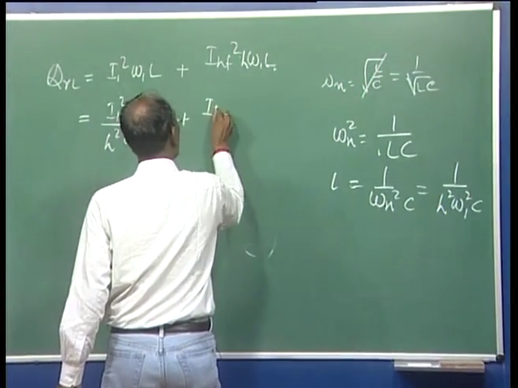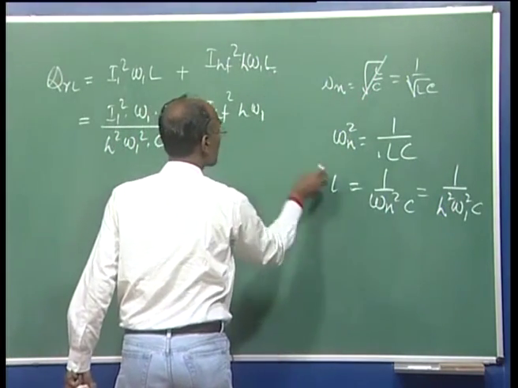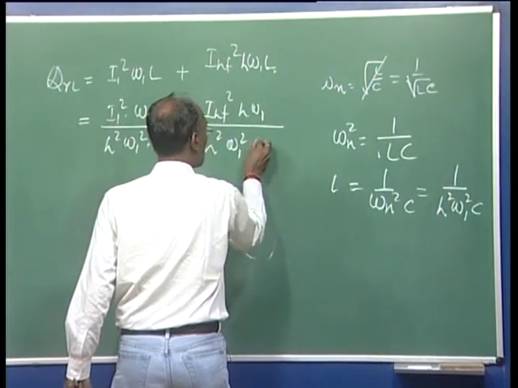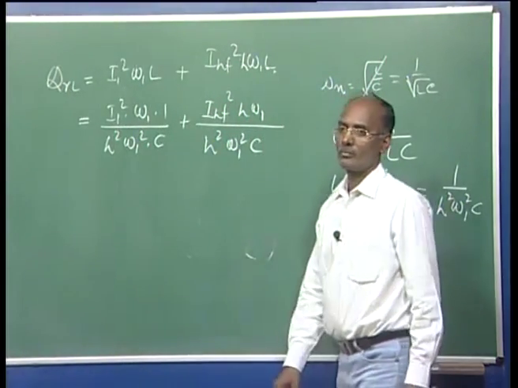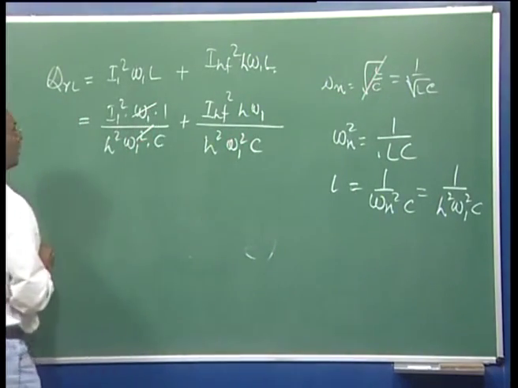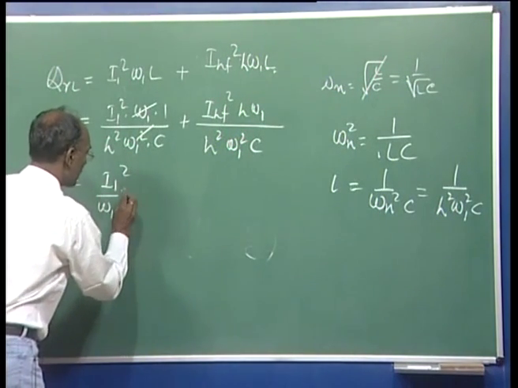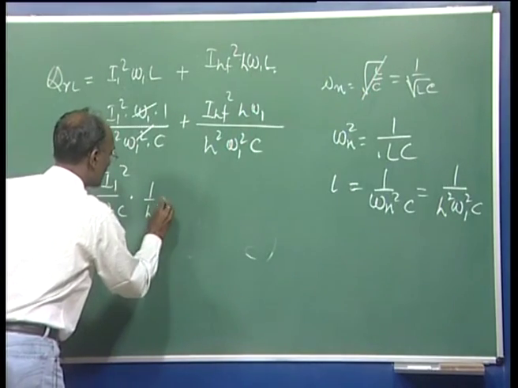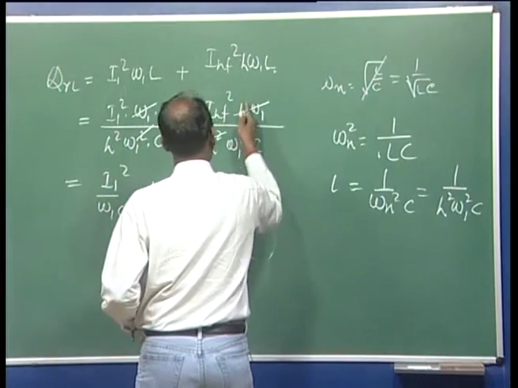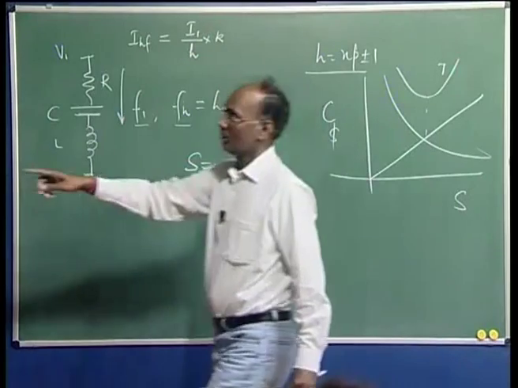Here I can write h squared omega 1, and here also I want to replace this, so h squared omega 1 squared C. Then we can cancel it, this is cancelled by this one. Here we get I1 squared into omega 1 C into 1 upon h squared, plus this is also cancelled with this, and this is similar to the first component, this component.